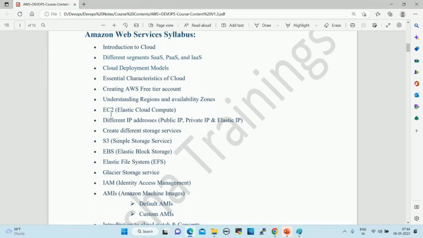Okay, yeah. So EC2, see here, introduction to cloud, different segments of SaaS, PaaS, IaaS, infrastructure as a service, right? And cloud deployment models, essential characteristics of cloud, creating an AWS free tier account, how to create the account, understanding regions and availability zones. What is a region? What is a zone? A region is a data center. An availability zone is also a data center. So we'll connect to cloud data centers. How can we check that? Resources. We'll see practically. Okay.